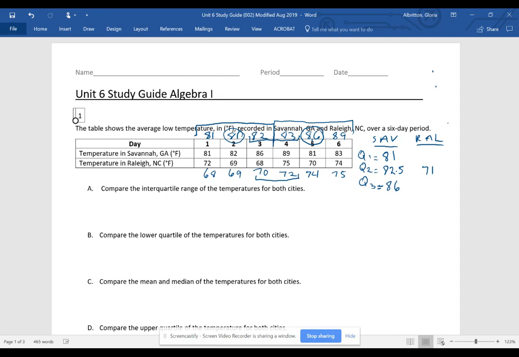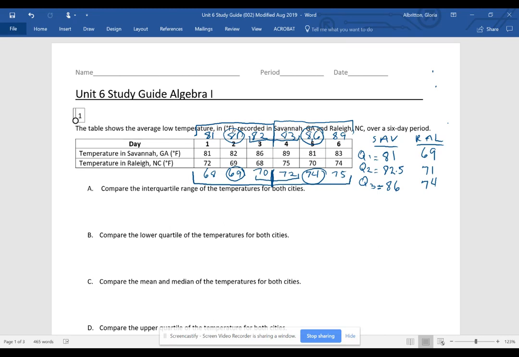Let's do the same thing for Raleigh. Split the data down the middle because there's an even amount. Here's your lower quartile where your Q1 is located, your upper quartile where your Q3 will be located. It's only 3 temperatures, so the one in the middle will be 69 for our Q1 and 74 for our Q3. So now we have all the information that we need.